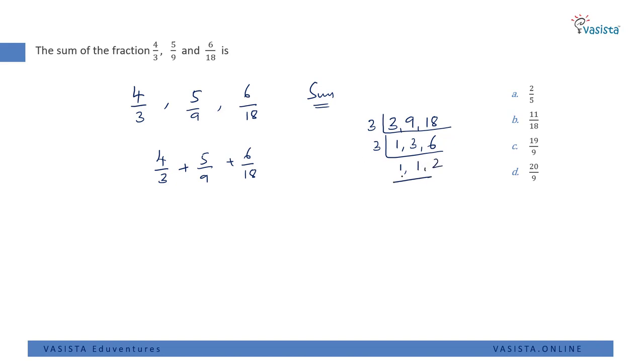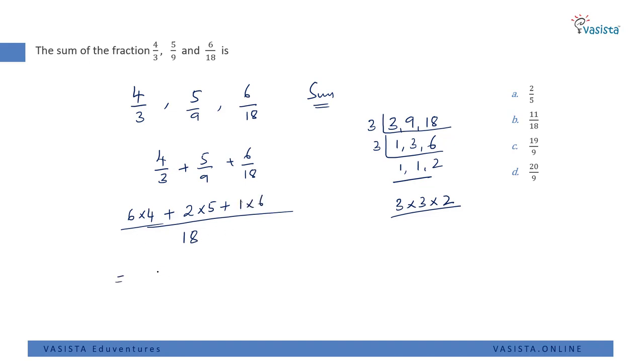So the LCM for 3, 9, 18 is 3 into 3 into 2. So 3 3s are 9, 9 2s are 18. 18 is the LCM. Now we need to find the sum. Now 18 you must divide by 3, that is 18 divided by 3 is 6. 6 into 4 plus, for 9, you are supposed to divide 18 by 9, that is 2 into 5 plus 18 divided by 18, that is 1, 1 into 6.